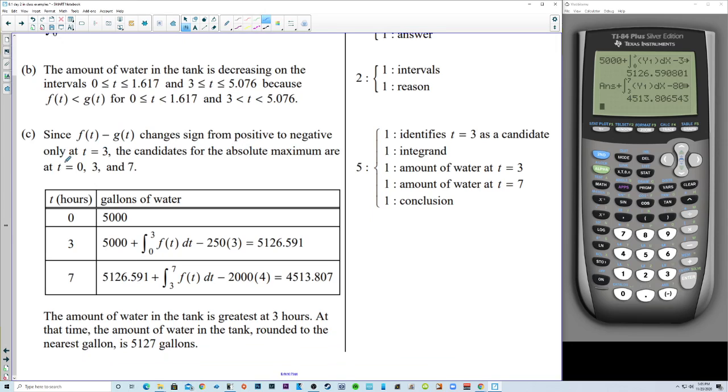the candidates for the absolute maximum are 0, 3, and 7. That's endpoints, and then the one candidate in the middle. So one point identifies t equals 3 as a candidate. One point for the integrand, that's actually writing this right here. One for the amount of water at t equals 3, and then the one at t equals 7. And then finally writing a conclusion, writing the answer.